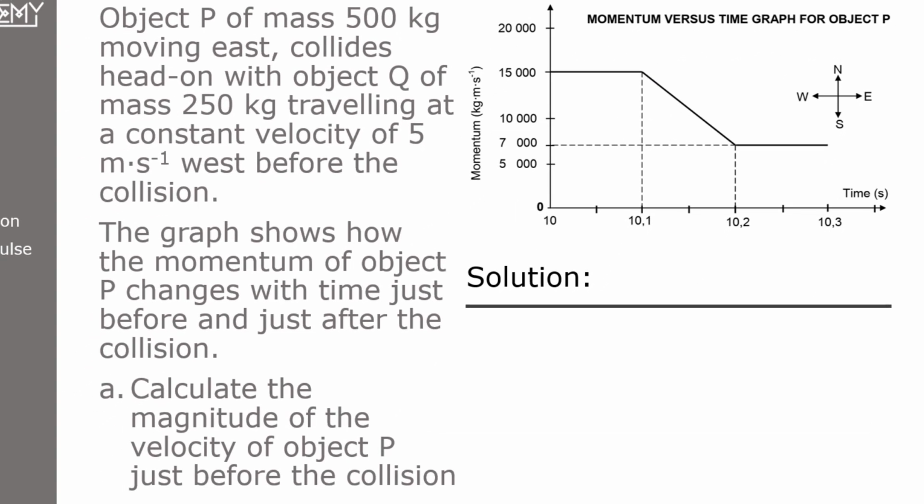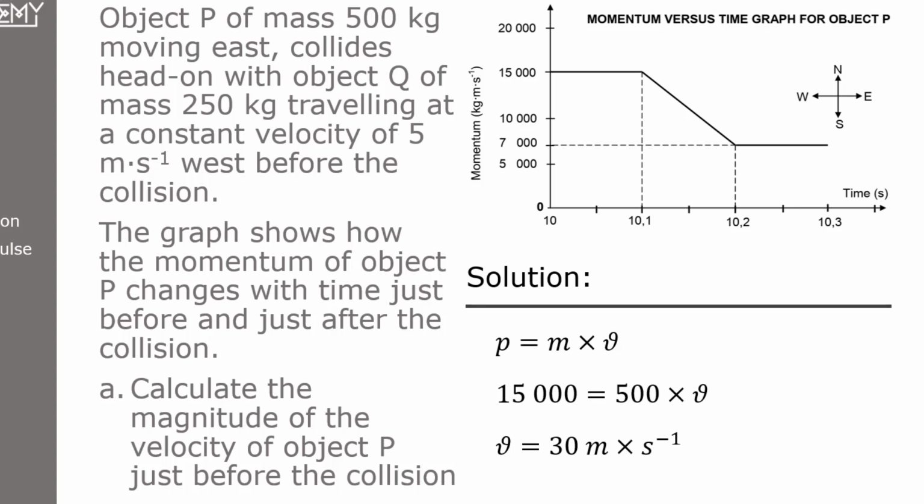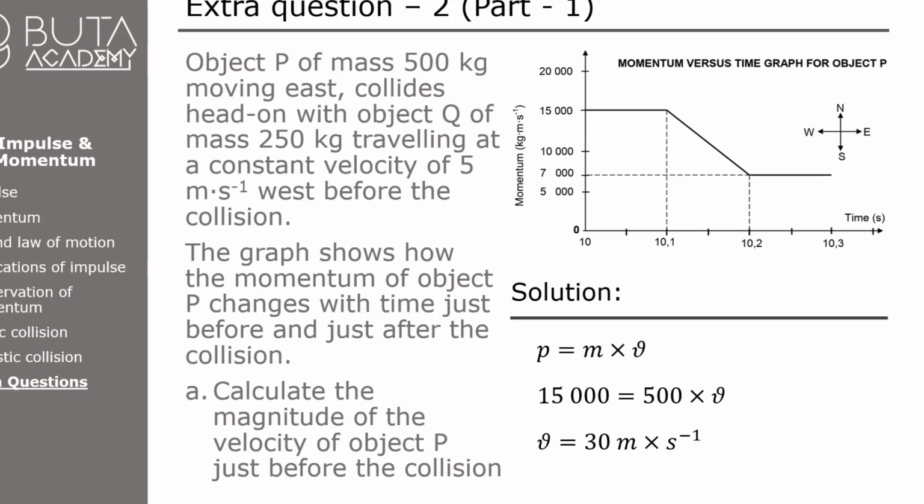As usual, we begin by writing the equation to find the solution. Mass times the object's velocity equals momentum. 15,000 is equal to 500 times v. Prior to the collision, P was moving at a velocity of 30 meters per second. There is no need to provide direction in our answer because we are only asked to calculate the magnitude of the velocity.